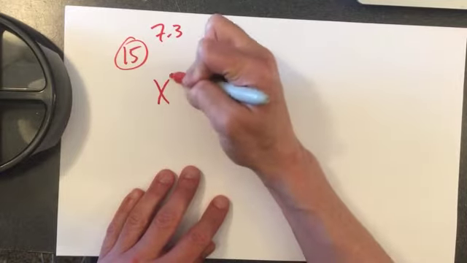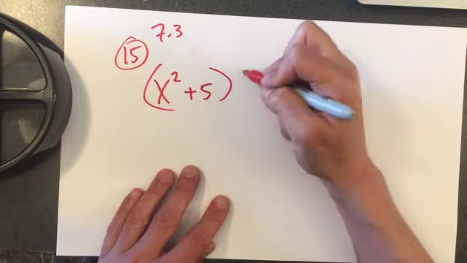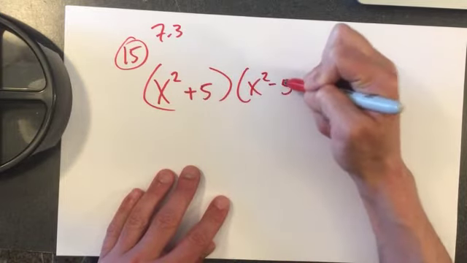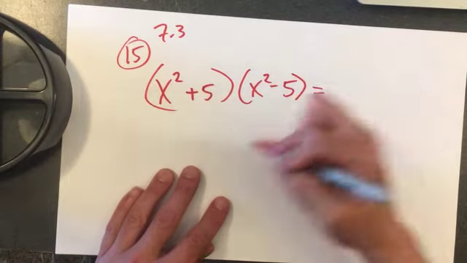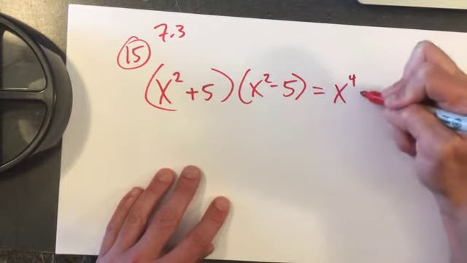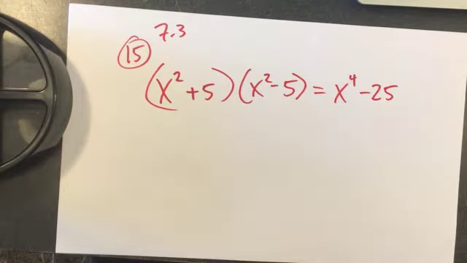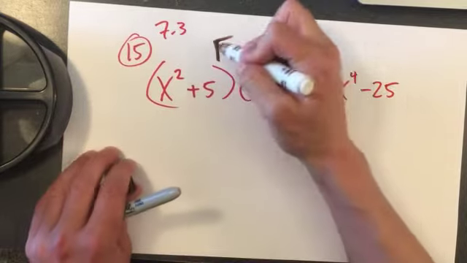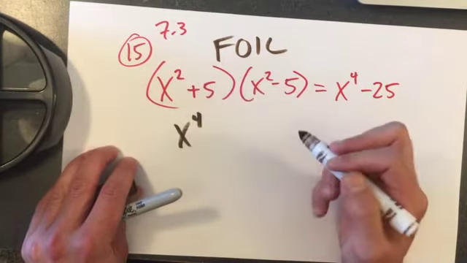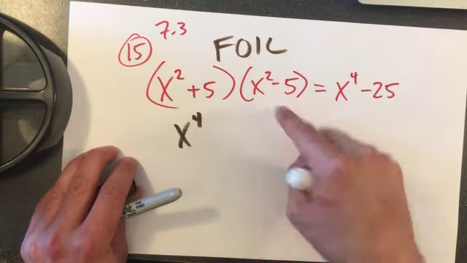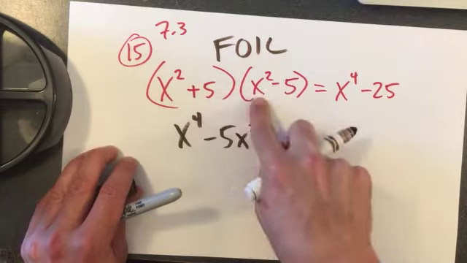So we have here x squared plus 5, and it's x squared minus 5. Now let me show you how fast this will take you by the end of the chapter. You should just be able to look at this and say, hey, that's x to the 4th minus 25. I don't need to show you work. But if we need to do work, we would FOIL it. First, so x squared times x squared is x to the fourth. Outer is x squared times negative 5, that's minus 5x squared. Inner, 5 times x squared.